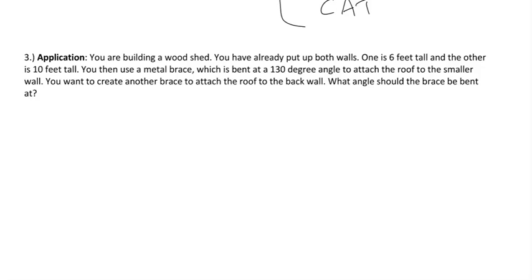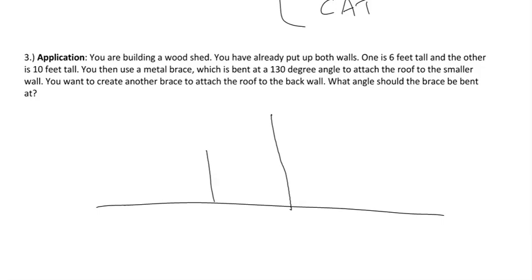So here's the ground. Here's the front wall, which is shorter. Here's the back wall. I'm assuming that this person is making these parallel because they're making both of them perpendicular to the ground. They have a little roof that's going to go on there. He finds out that this angle right here should be at 130 degrees.